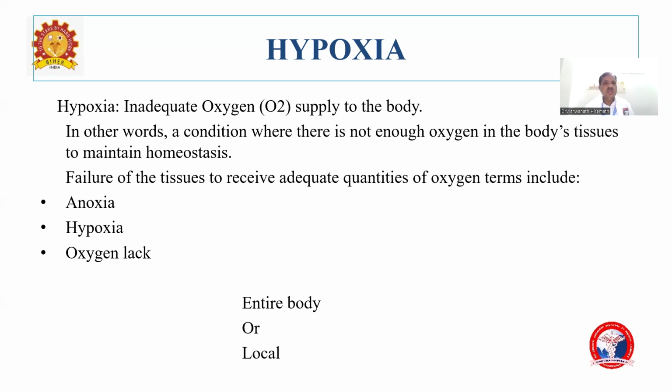What is hypoxia? Hypoxia is inadequate oxygen supply to the body. In other words, a condition where there is not enough oxygen in the body tissues to maintain homeostasis. Failure of the tissue to receive adequate quantities of oxygen includes anoxia, total lack of oxygen, no oxygen at all, and hypoxia, inadequate or less oxygen.